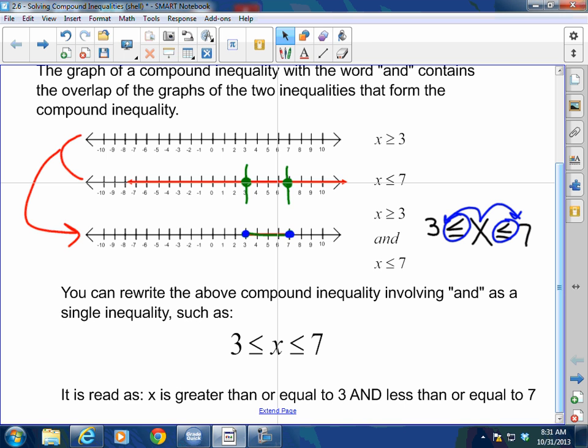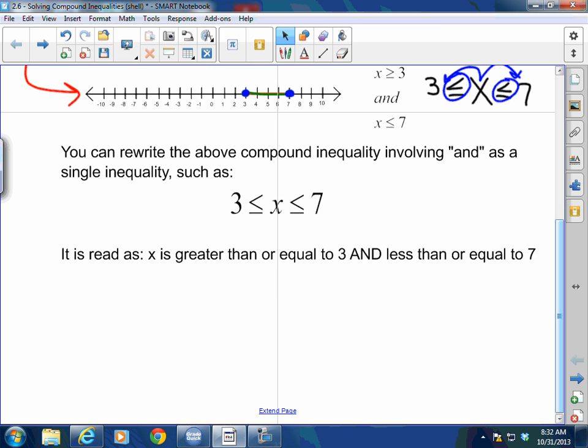If they were not equal to, then it would just be x is greater than 3 and less than 7, and it would be an open circle instead of a shaded circle. So, again, it is read x is greater than or equal to 3 and less than or equal to 7. Does that make sense?